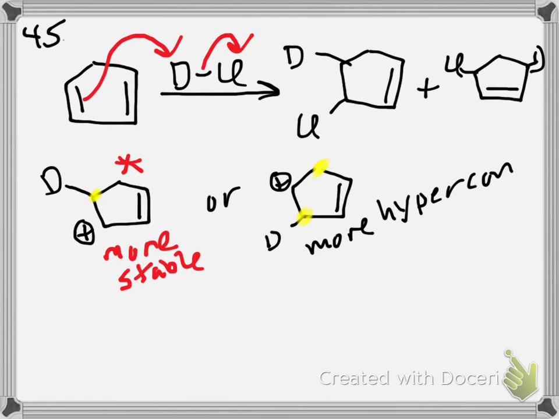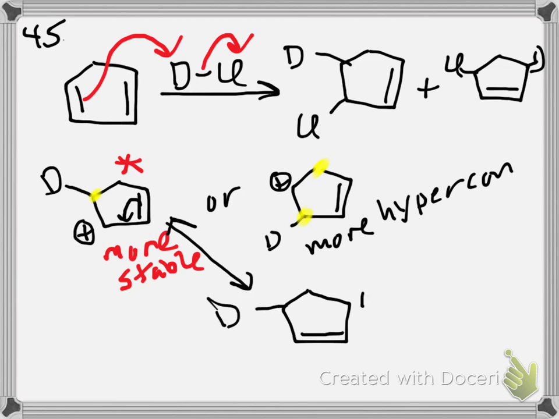This intermediate on the left can be stabilized by delocalization, by resonance, because of the adjacent pi bond. So if I draw that resonance structure, that's what it looks like. In this intermediate over here, there are no possible additional resonance structures because the pi bond is too far away.